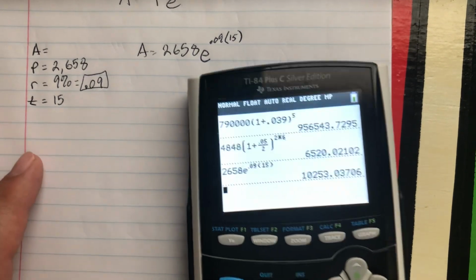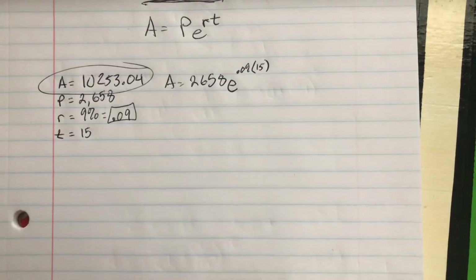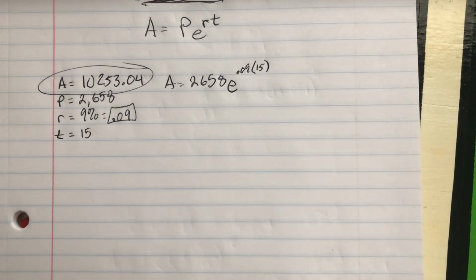10,253.04, because we'll round up. So my final answer is 10,253.04. So that's how much that lady would have in her retirement savings after 15 years. Hopefully this helps. Let me know if you have any questions.